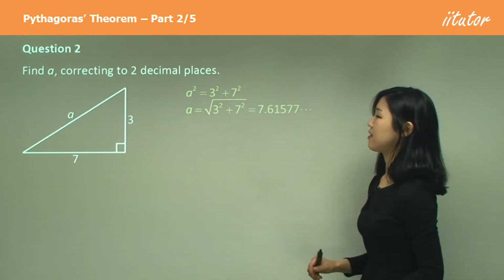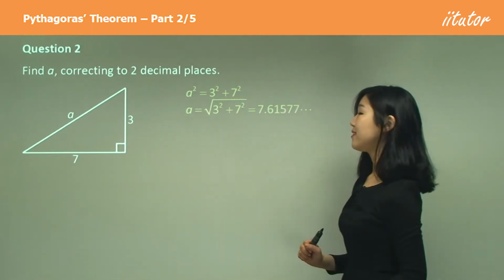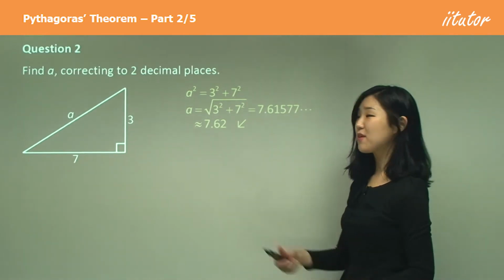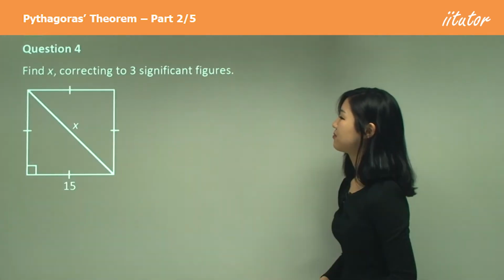You should get something like this. But it says to 2 decimal places, which is just 7.62. That's all you need to say. Okay, so again, just using that theorem.